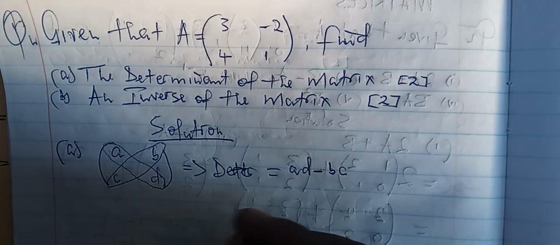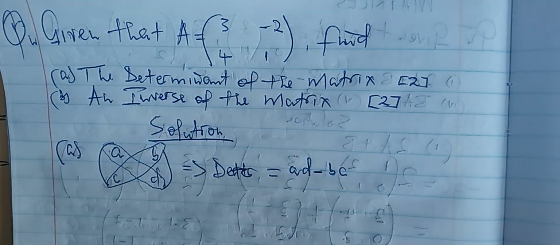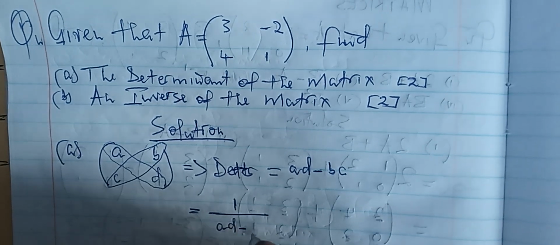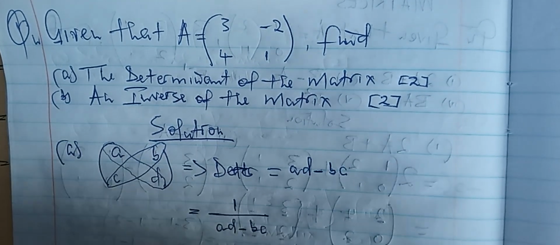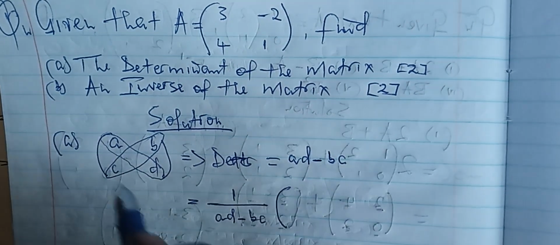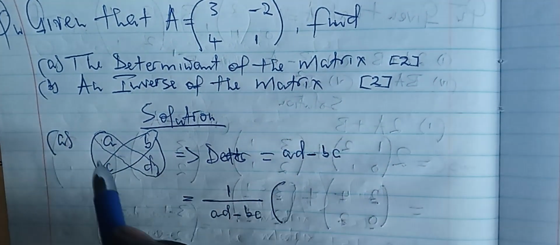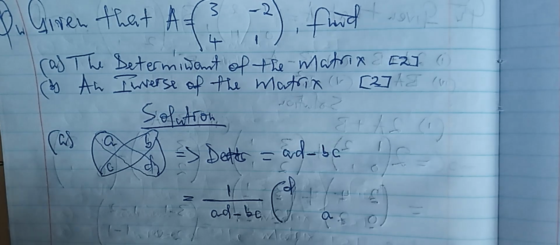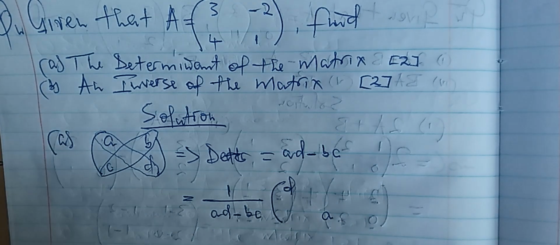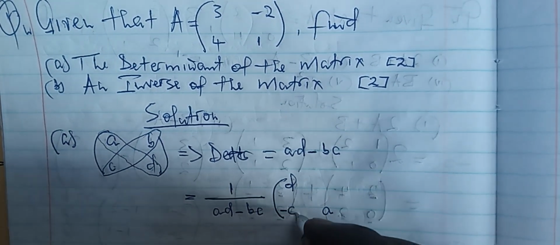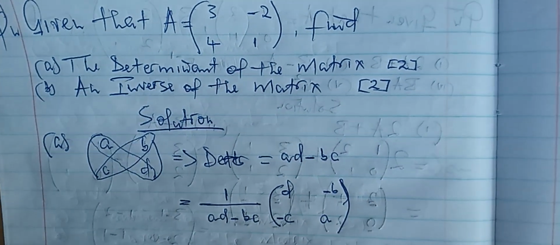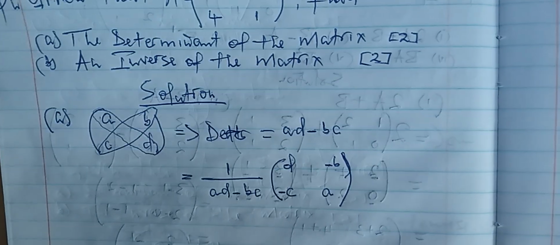After that, the formula for calculating the inverse of this matrix is simply 1 over AD minus BC, which is 1 over the determinant. And in your matrix, you are going to interchange these values. So here we are going to have a D, and here we are going to have an A. And for these other values, you are going to multiply them with a negative sign, so that here you will be having negative C and negative B.